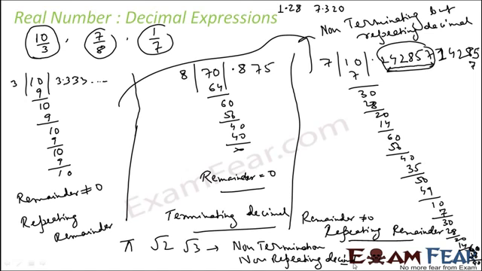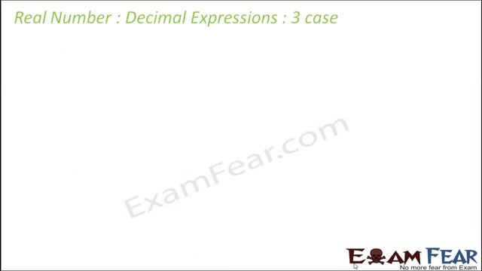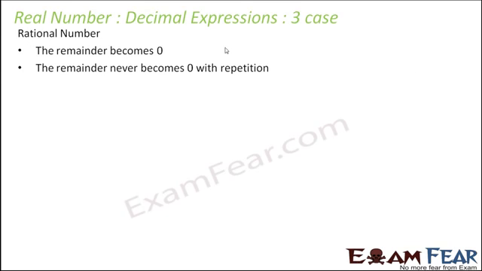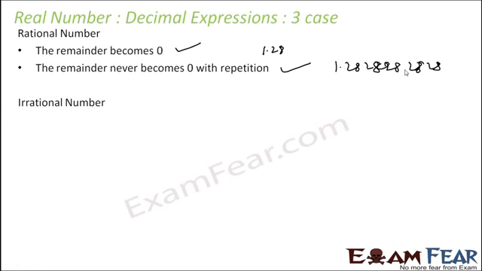So for real numbers, there are three scenarios. Let's recapitulate. If you have a rational number, you get two scenarios. One is the remainder becomes 0, a good example is 1.28. The second is the remainder never becomes 0 but it repeats, for example 1.2828282828. And for an irrational number, if you actually divide, you get a decimal where the remainder never becomes 0 and it is not repeating either.